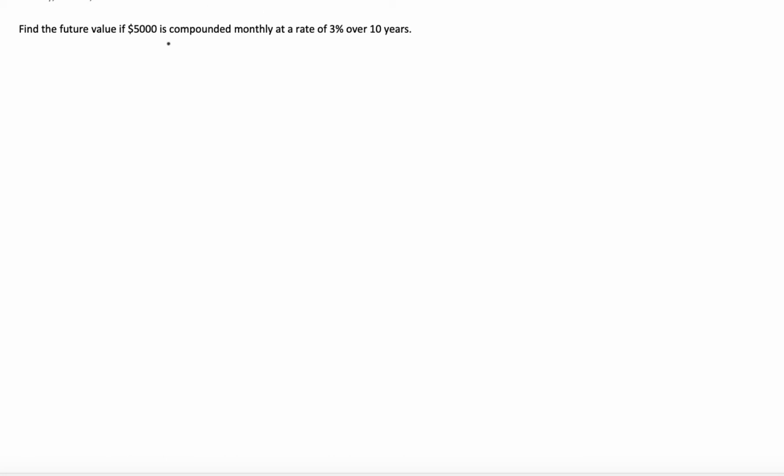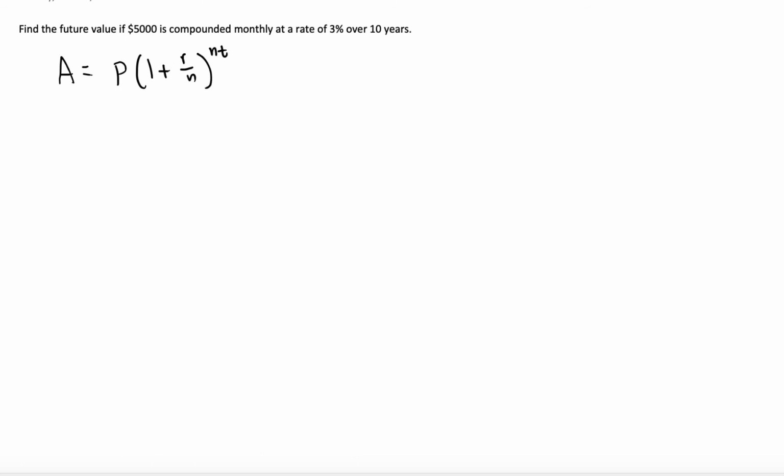All right, here we have a compound interest problem. We want to find the future value if $5,000 is compounded monthly at a rate of 3% over 10 years. So the compound interest formula is this guy right here. It's A equals P times (1 plus r over n), all of this to the nt power.